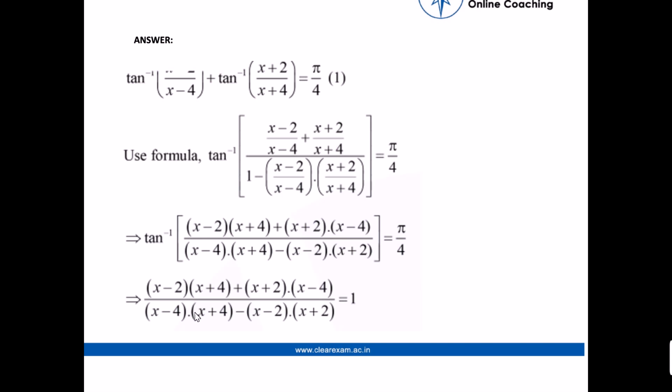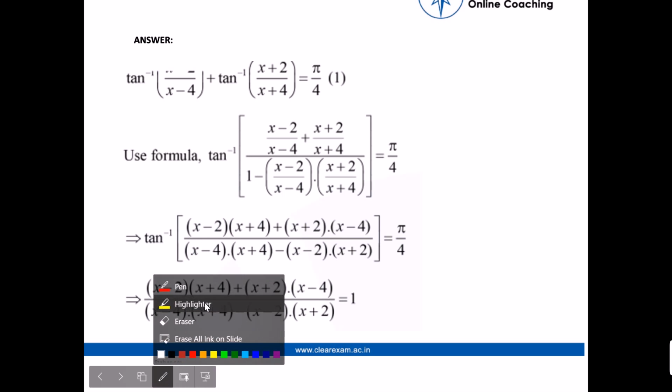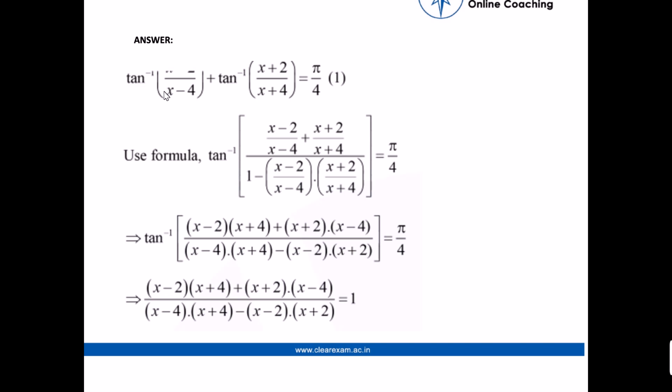The second question is tan inverse of (x−2)/(x−4) plus tan inverse of (x+2)/(x+4) equals π/4. This is given. We use the formula tan inverse a plus tan inverse b equals tan inverse of (a+b)/(1−ab). So we get this equation equal to π/4.